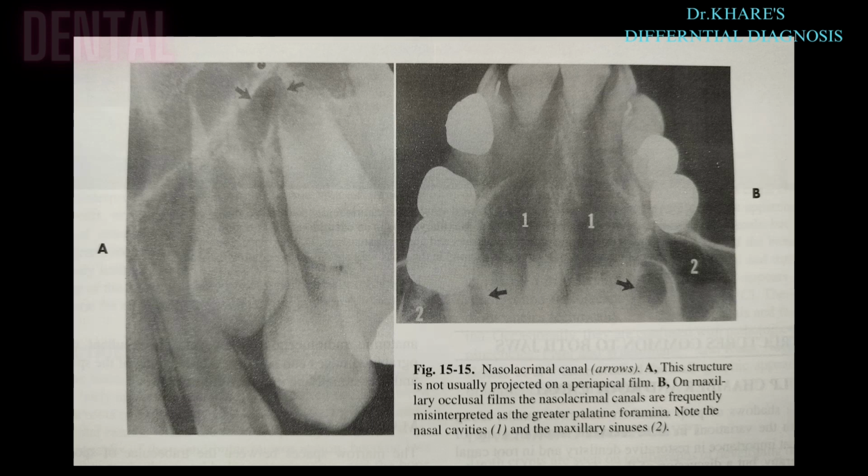The radiograph A is periapical while B is the occlusal view showing nasolacrimal canal by the arrows. In A, the structure is not usually projected on periapical film. Radiograph B: on maxillary occlusal films, the nasolacrimal canals are frequently misinterpreted as greater palatine foramina. Note the nasal cavity denoted by 1 and maxillary sinus denoted by 2.